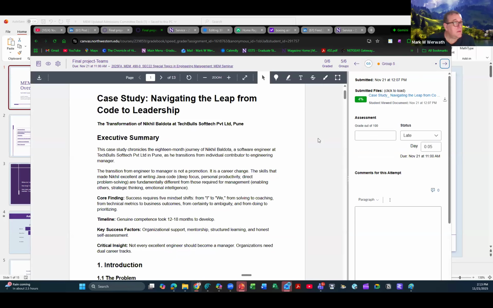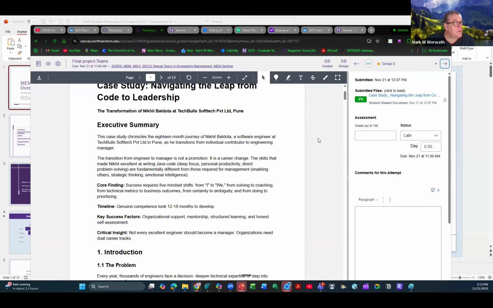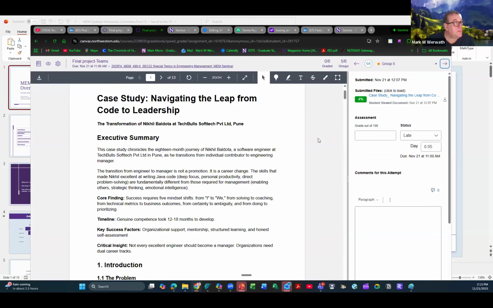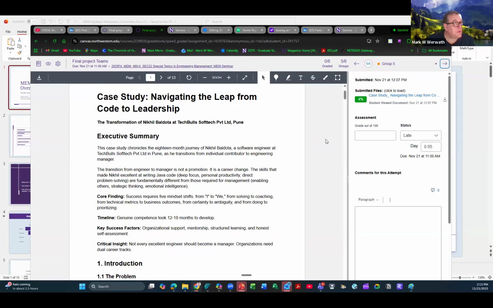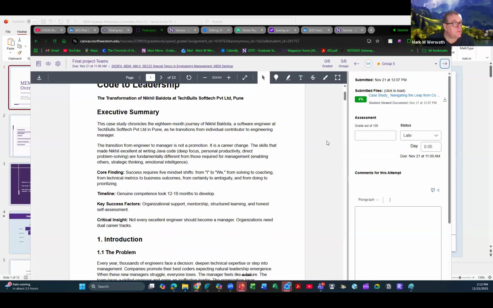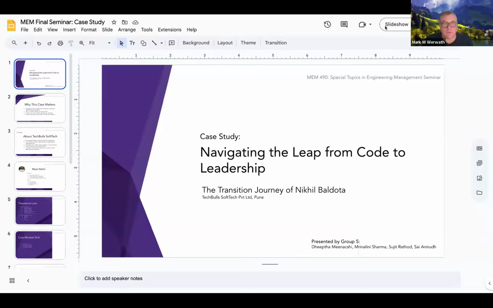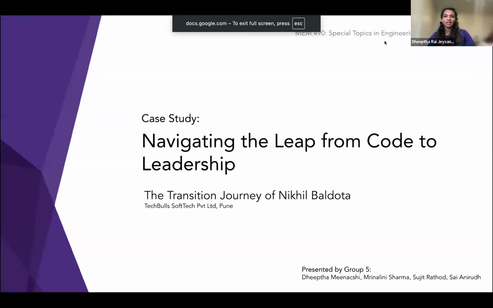Nikhil, right? The transformation of Nikhil Baldada, right? So this is taking the leap from code to leadership, right? Who wants to go through this? Yeah, I'll walk us through this, Professor. And if it's all right, I have a PPT. I'll walk it through real quick. Okay, I've stopped sharing, so you can go ahead. Okay, just a second. I'm sharing my screen. Yeah, there it is. We see it. Okay, great.